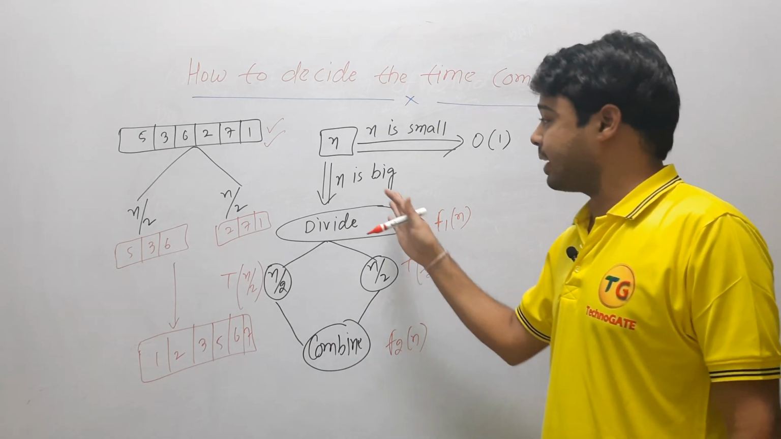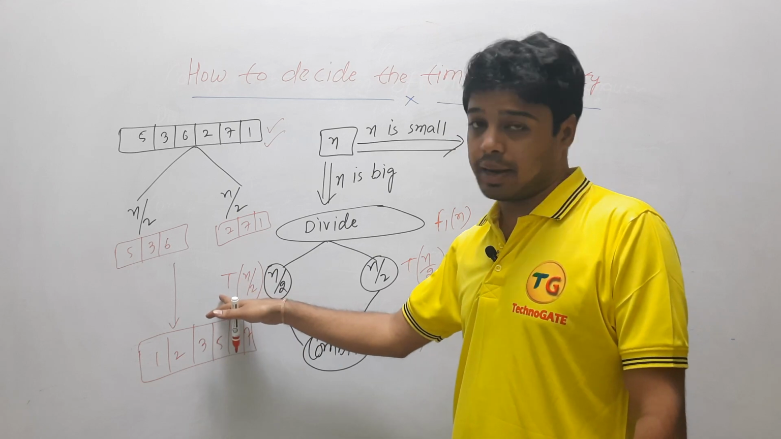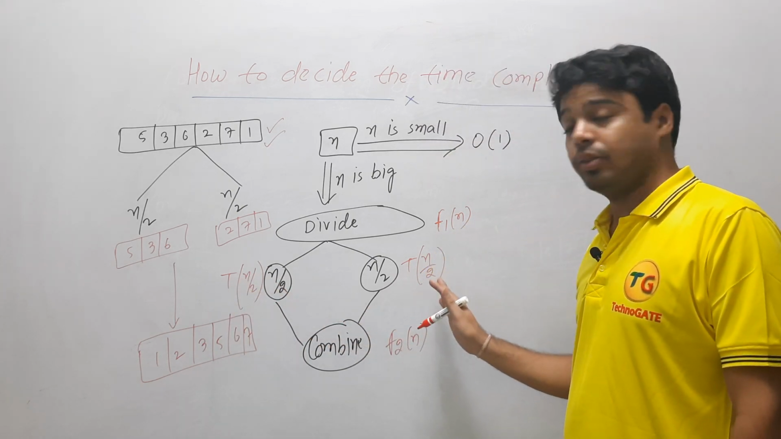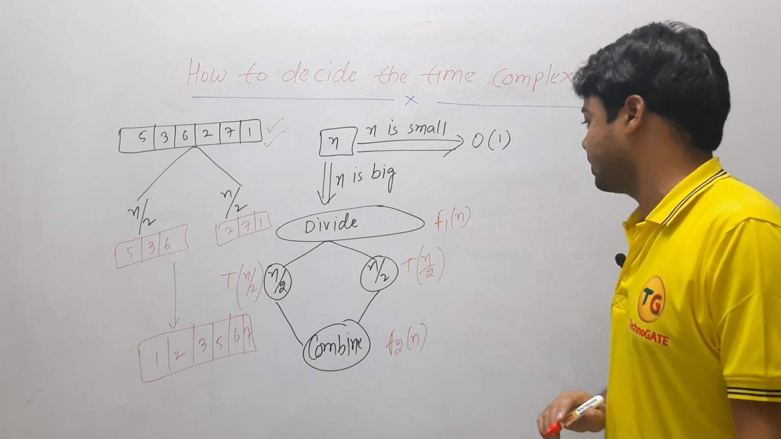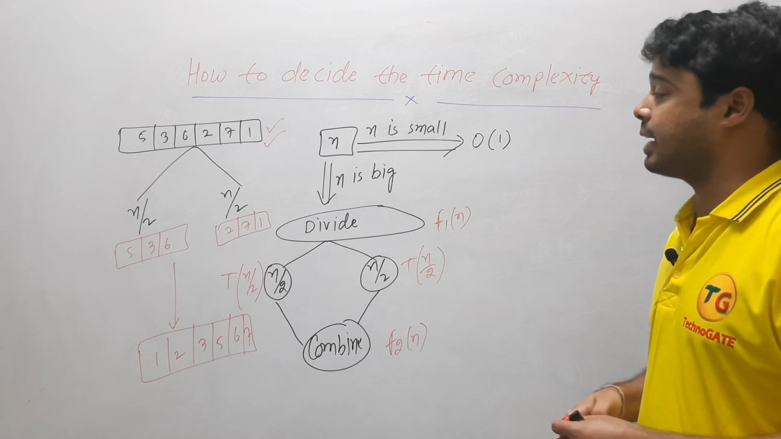Okay, so here n elements are divided into n by 2, n by 2. These n by 2 elements take T(n/2) time to sort recursively, and the second half likewise takes T(n/2) time, and after that this one. So what is the time complexity here?